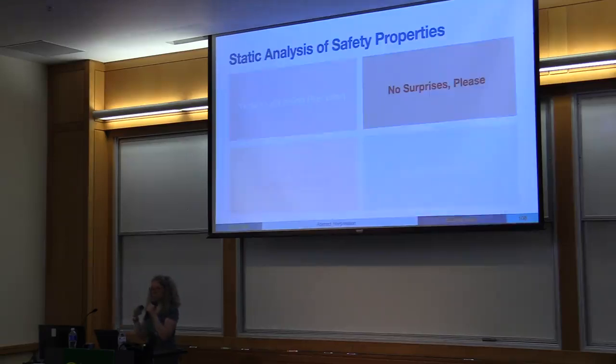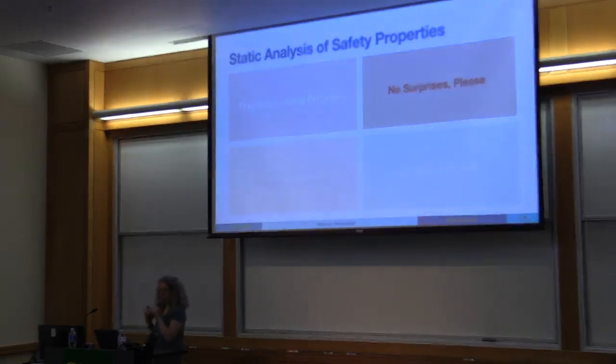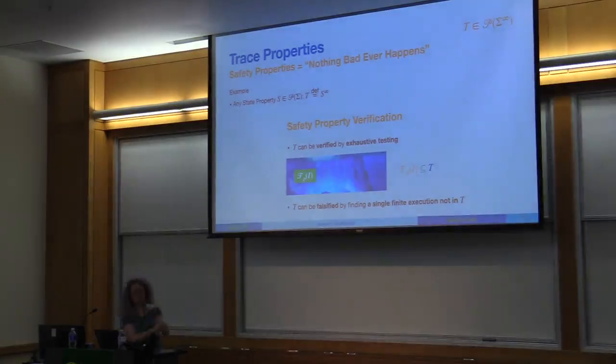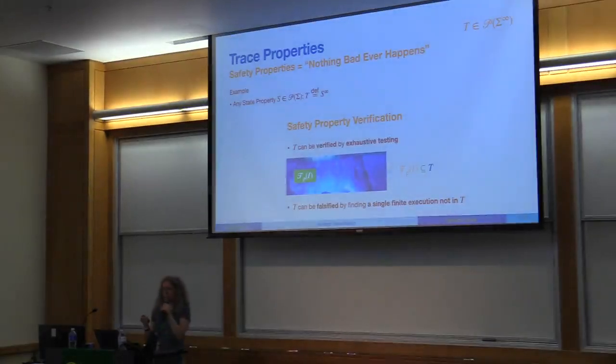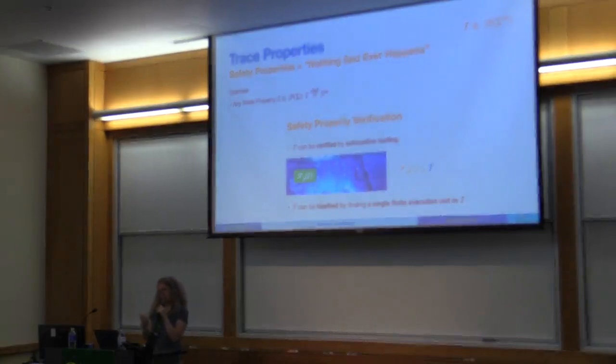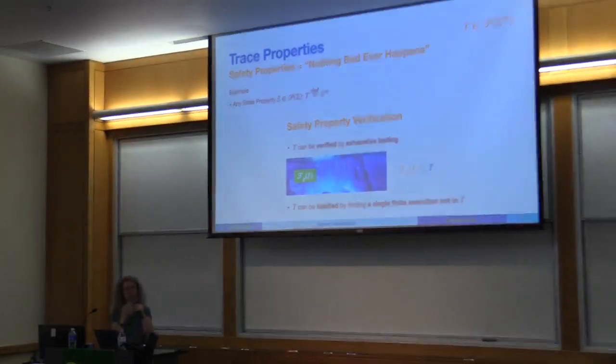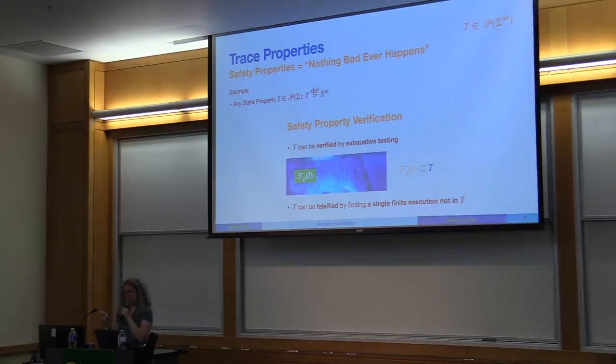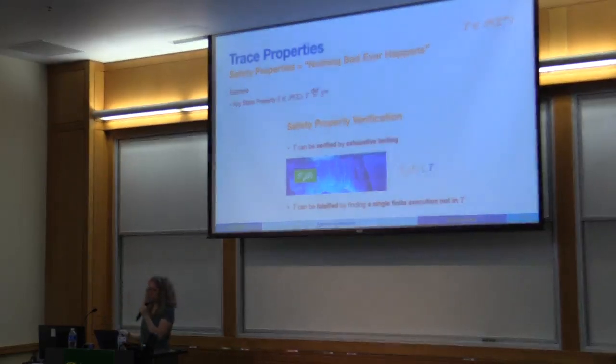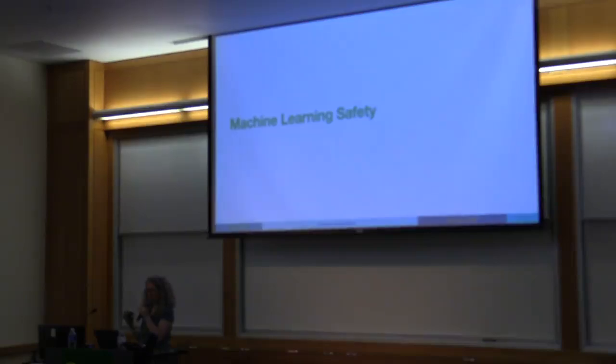Okay, so now I can get to the part that I wanted to do today. Here we do safety properties, so we stick to this easy part. These are the properties that we can verify essentially by exhaustive testing. A property can be falsified by finding a single finite execution that doesn't satisfy it. And to make it a bit more interesting, we will look at safety properties of machine learning software, just because it's friendly.